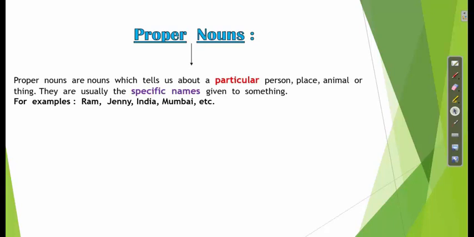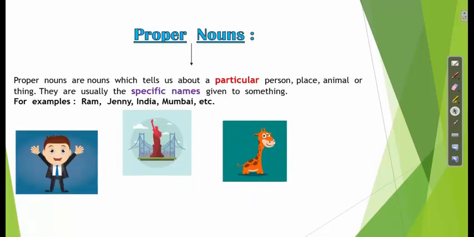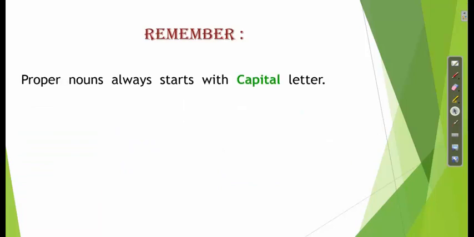Proper nouns are nouns which tell us about a particular person, place, animal, or thing. They are usually the specific names given to something. For example, Ram, Jenny, India, Mumbai, etc. Remember, proper nouns always start with a capital letter.